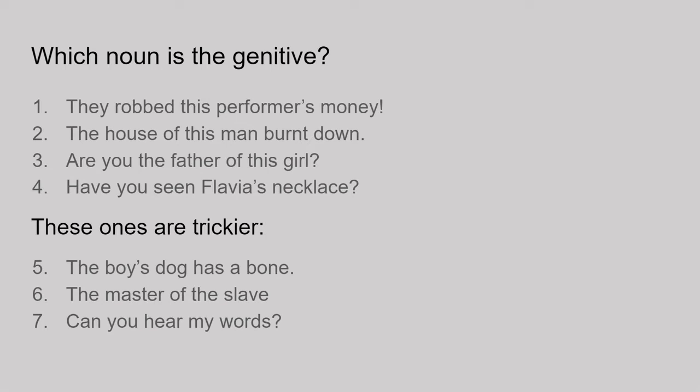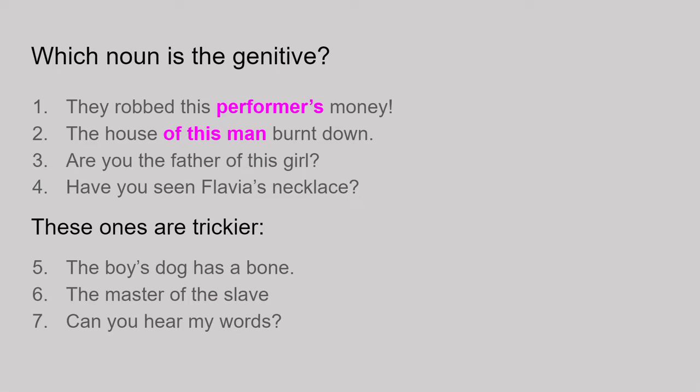For the first one, they robbed this performer's money. The performer would be in the genitive, as he's the one who possesses the money. It's his money, so he's the owner. As you can see, he has the apostrophe s in English. For the second, the house of this man burnt down. The man is the one who owns the house, so he's in the genitive case. He has the of attached to him, so he's in possession of the house.